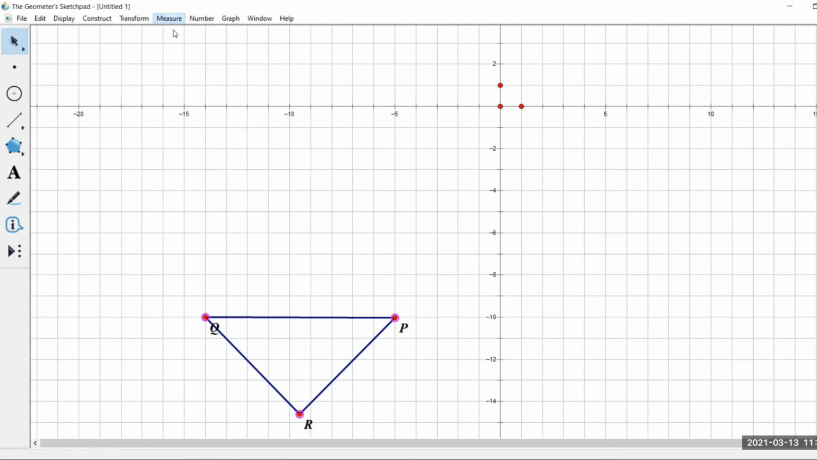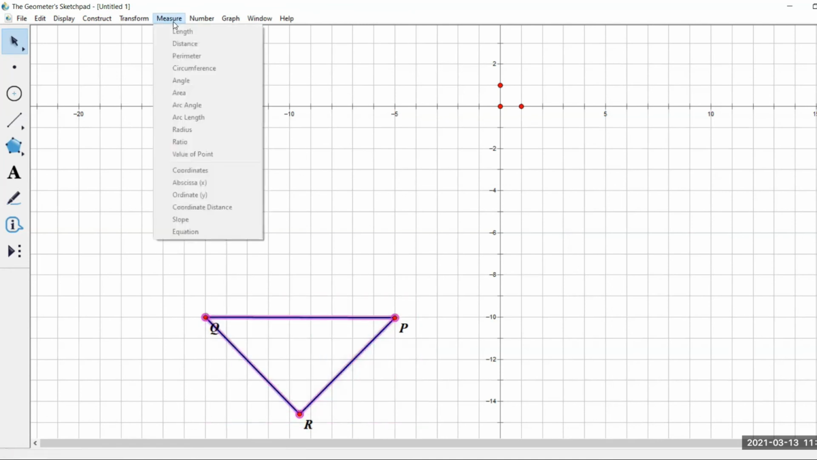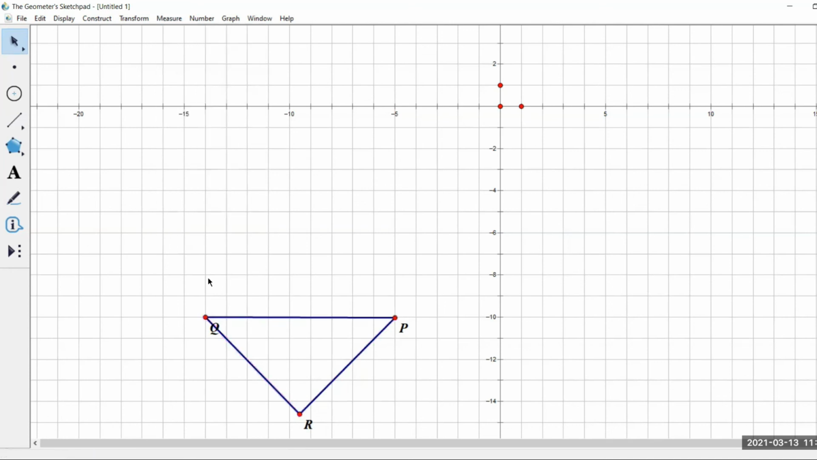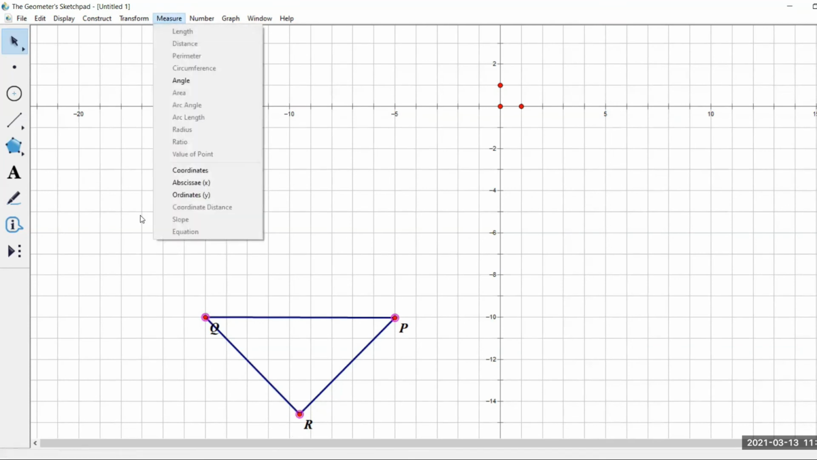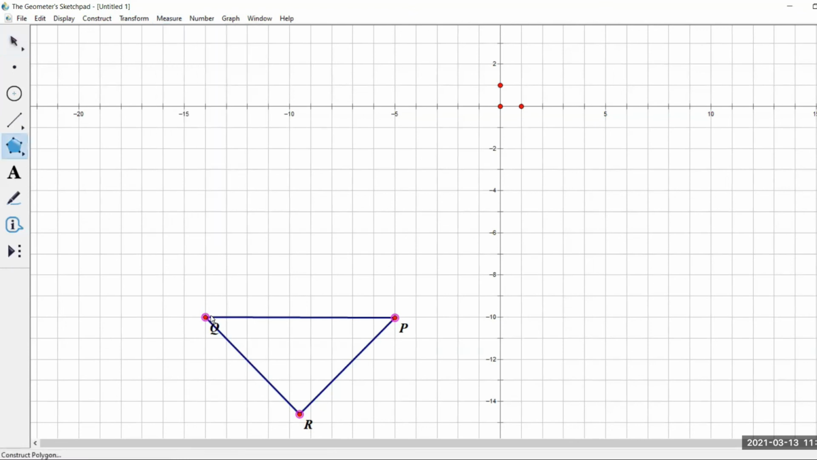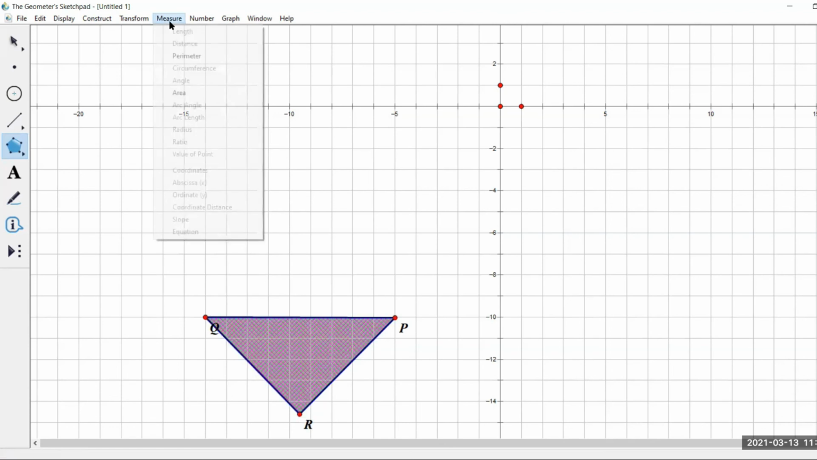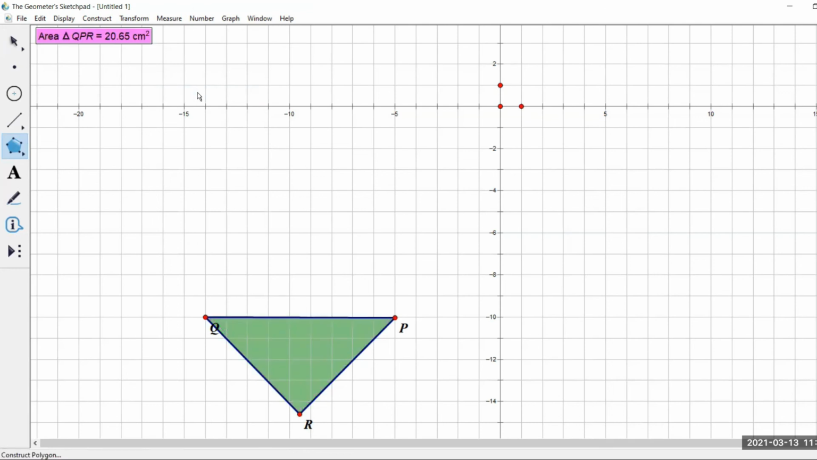It's not allowing me to find the area. Let's go again. Just shade all of it, measure, not giving me the area. Why not? All right, let's try it this way. That should do it. Measure the area. There we go.